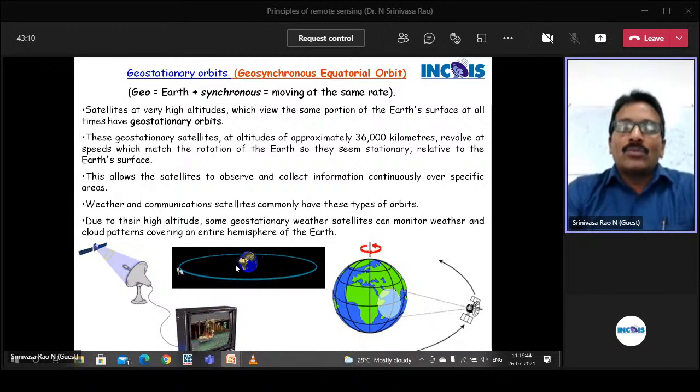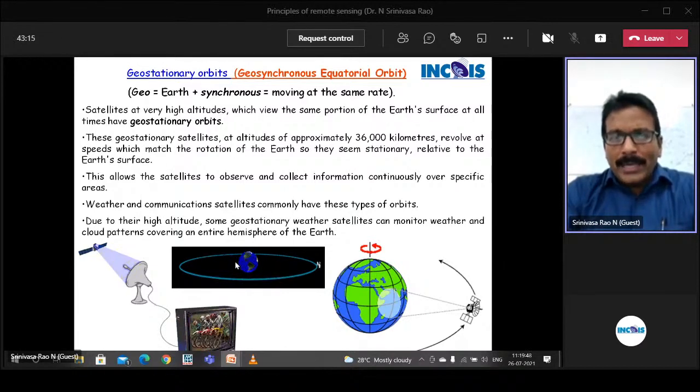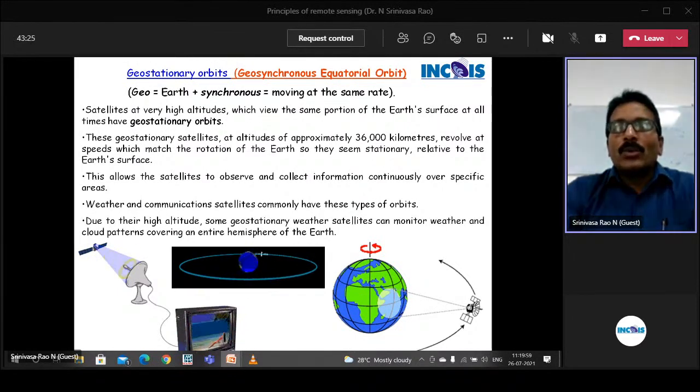Earth is rotating on its own axis, and one rotation takes 24 hours. Due to that only, we are observing day and night. So in the real world, Earth is rotating on its own axis, and that movement of the Earth, if you see it, is west to east.